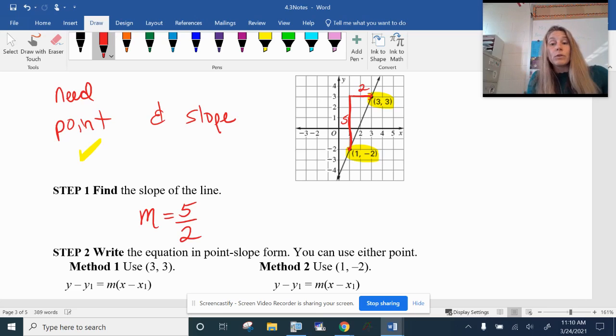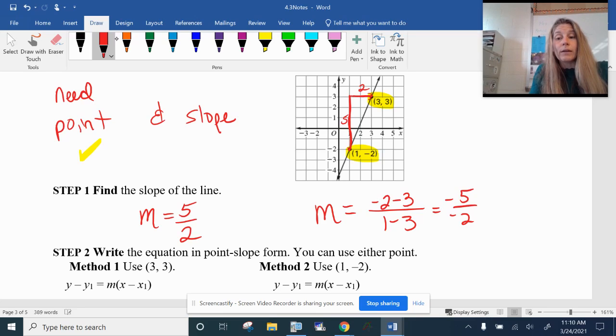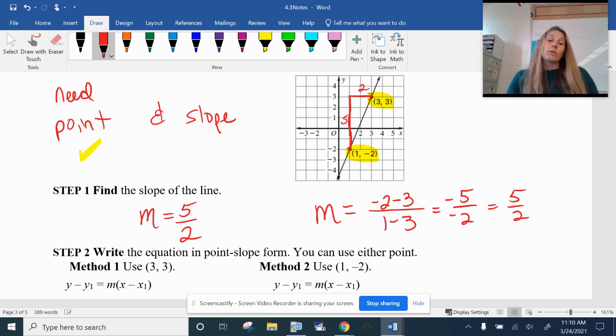Now, if you'd rather use the slope formula, that can also be done as well. So I could do -2 minus 3 and 1 minus 3, which would be -5 over -2, which of course simplifies to 5 over 2. So whether you use rise over run or the slope formula, you should get the same answer either way. If you have a picture of the graph, you at least have the option. If you don't have the picture of the graph, then you have to use slope formula.